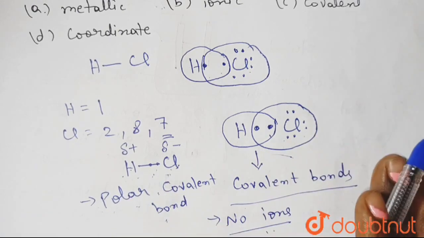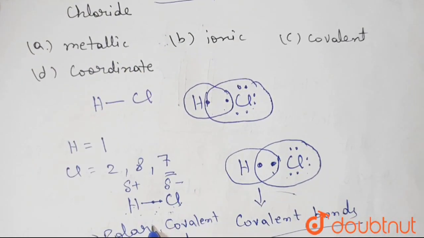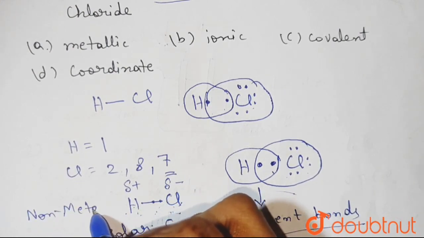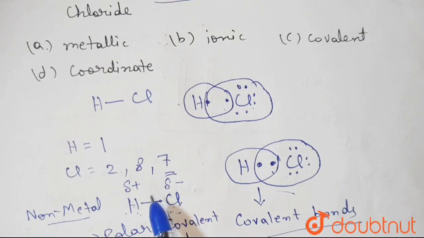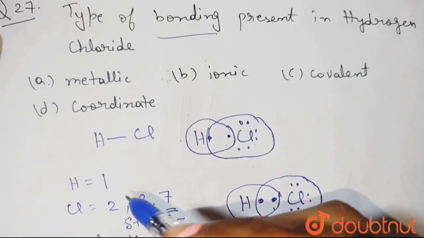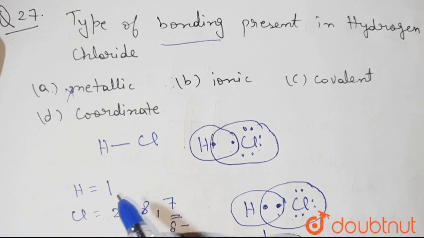But now let's see the options. We have metallic bond. No, it is not a metallic bond. Why is it not a metallic bond? Because hydrogen and Cl, they both are non-metals. They are not metals. And since they are not metals, no metallic bonding is there. So your option A will be incorrect.